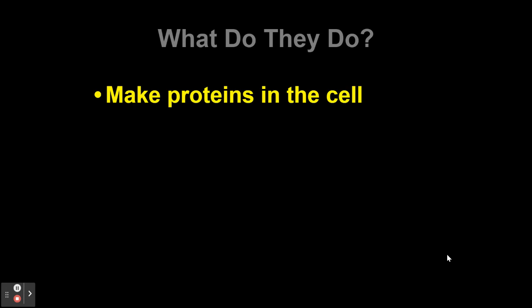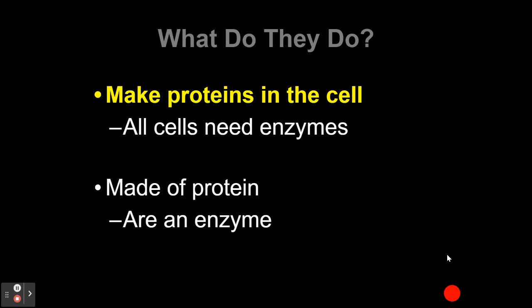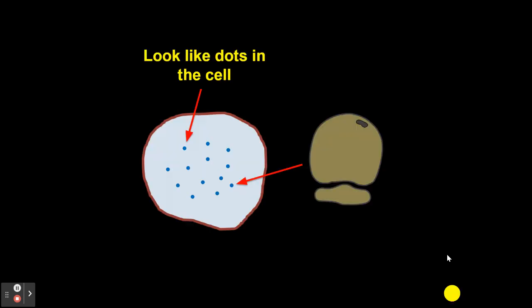Ribosomes are really important. They make proteins in the cell. Okay, so all cells need enzymes, so all cells need ribosomes. They're like little factories that help build proteins. And interestingly enough, they are actually made of proteins. They're enzymes themselves. So they're proteins that build other proteins. And when we look at them in a cell, they look like little dots. If we blow them up, it looks a little bit more like this thing on the right. But either way, all cells are going to have these so that they can build proteins.